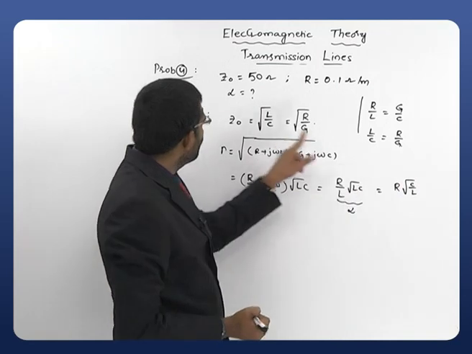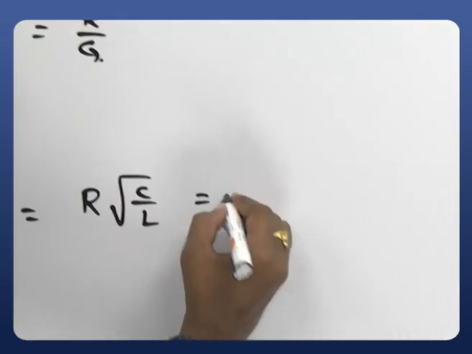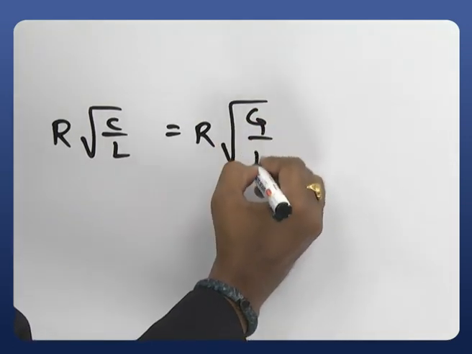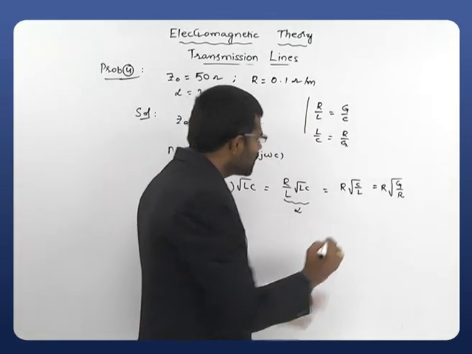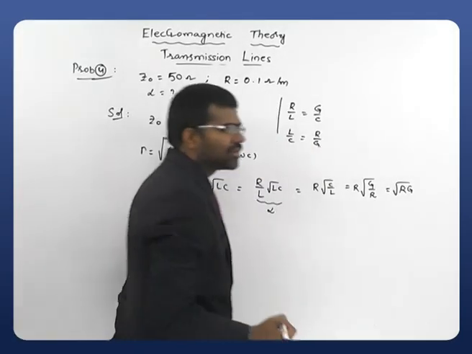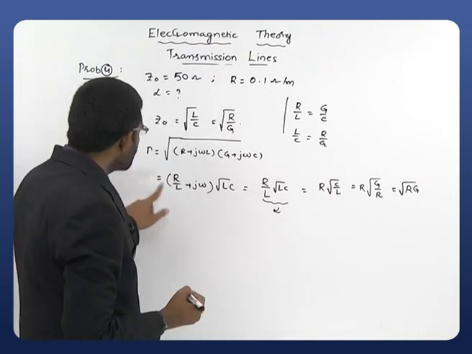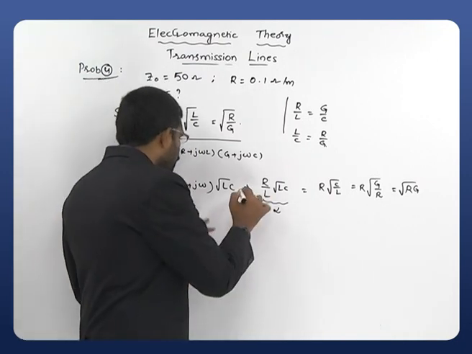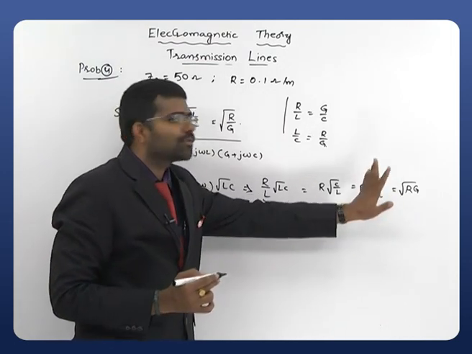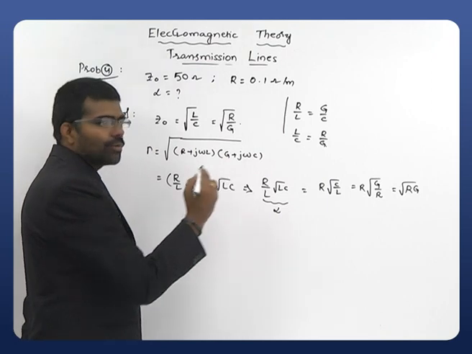Root C by L can be written as root G by R, which is equal to R root G by R. Now simply it is equal to root RG. So once or twice if you practice it, it is very easy to remember also. So alpha is equal to, just up to this part I gave gamma, after this one this is alpha. Alpha is equal to root RG. Z0 is equal to root R by G, alpha is equal to root RG.